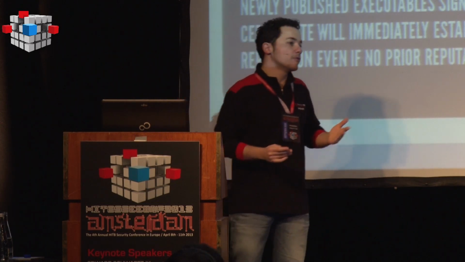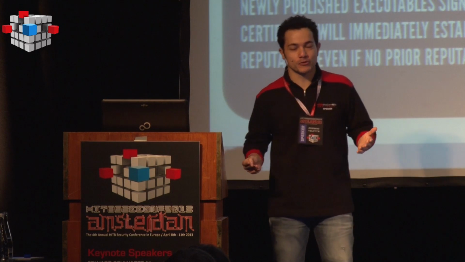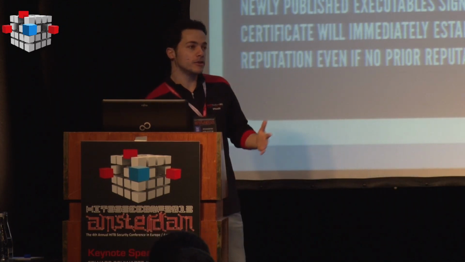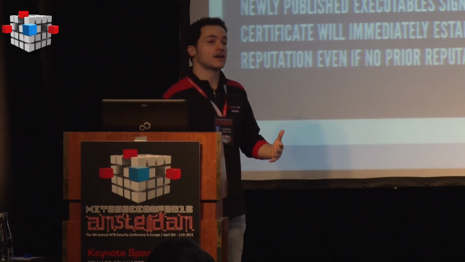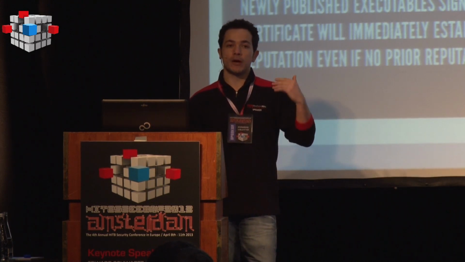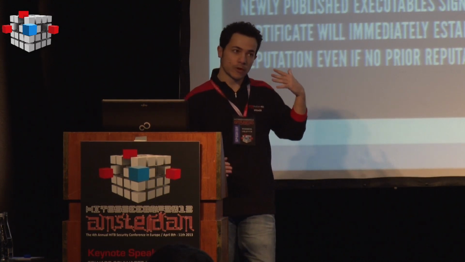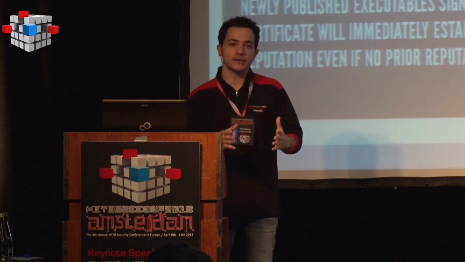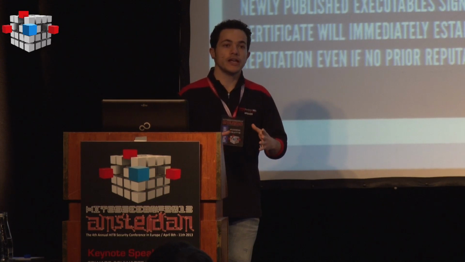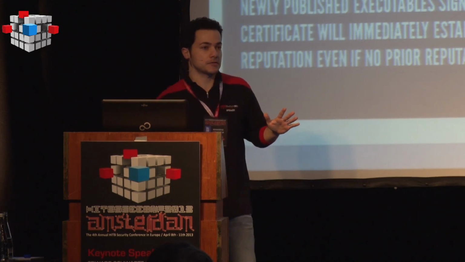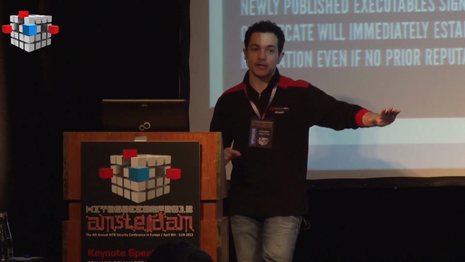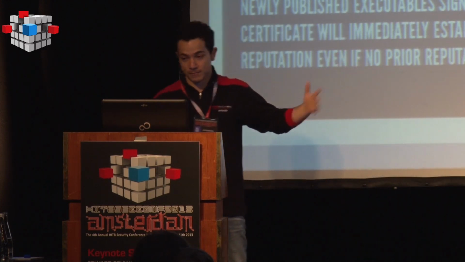Or, if you have no chance to steal a trusted certificate, you can go to Symantec or DigiCert, and they will sell a brand new certificate type. It's called an Extended Validation Certificate. If you buy one of these and sign your application with it, it will immediately grant a good reputation to your application, even if no prior reputation exists. So, steal a trusted certificate or buy a new certificate like this.